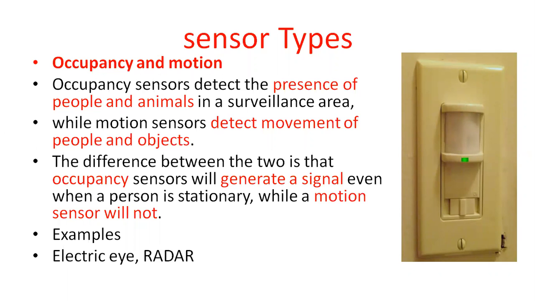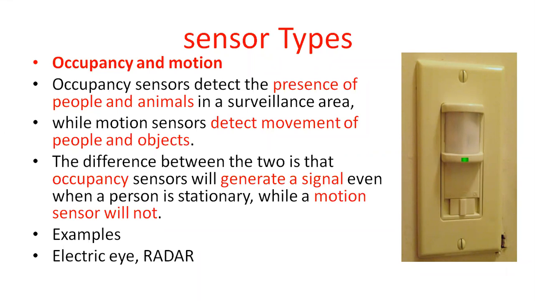For example, with occupancy sensing, if a person sits or stands there without motion, the occupancy sensor will generate a signal, whereas the motion sensor cannot generate a signal if the person is in an idle state. That is the difference, though both identify the presence of people and animals.